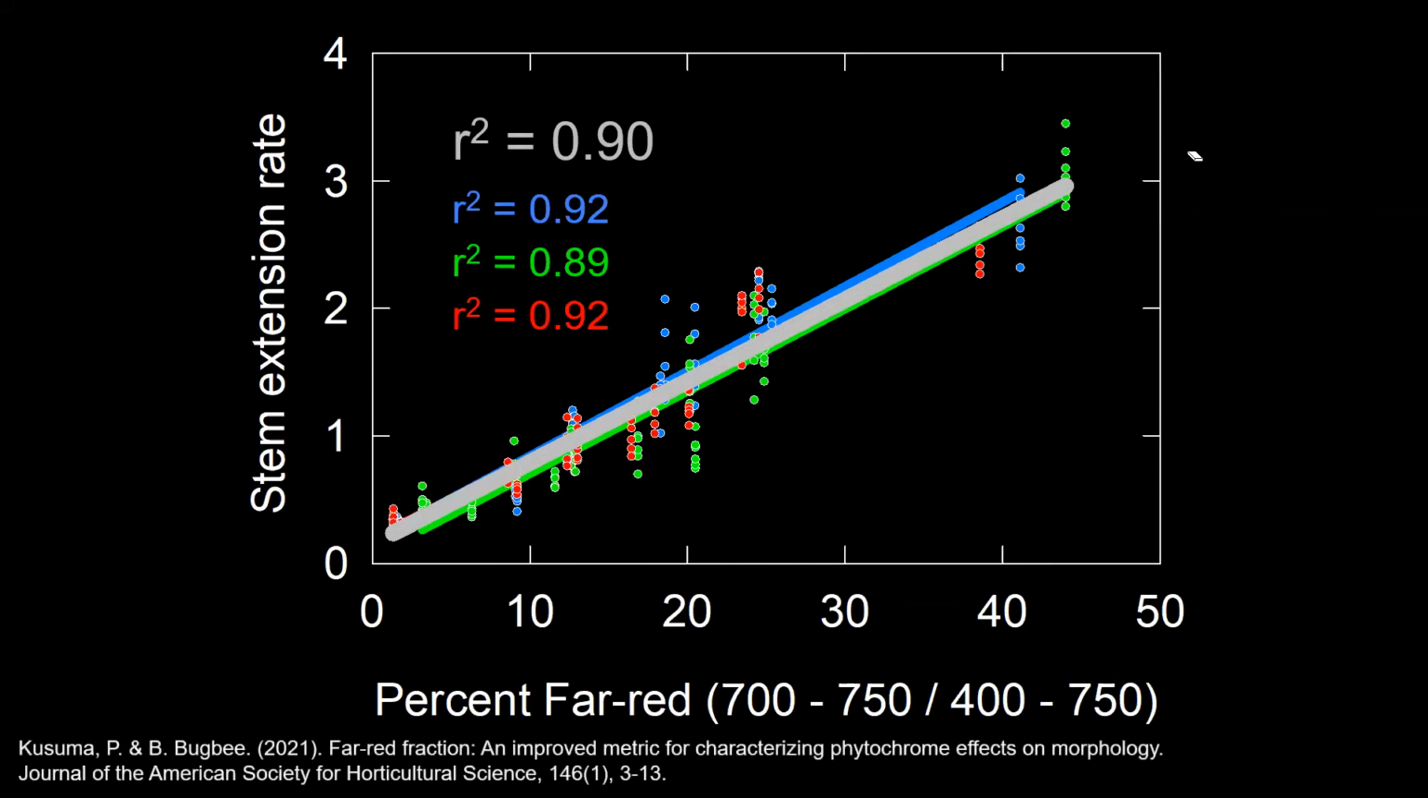This idea as a simple environmental metric was published in the Journal for the American Society of Horticultural Science earlier this year. We didn't actually use this data, we used a different set of data, but it showed basically the same thing.